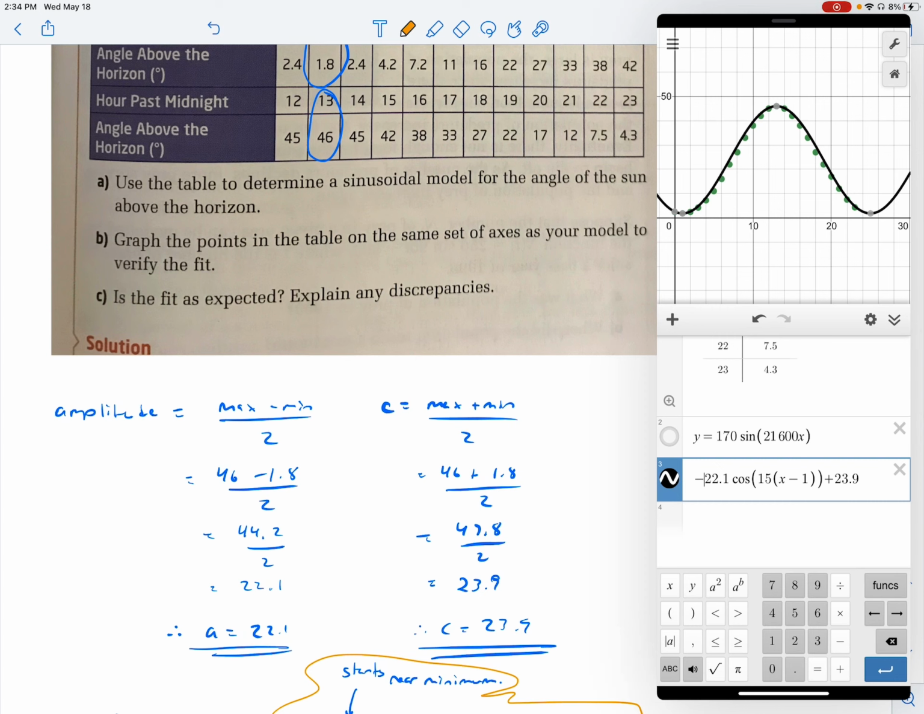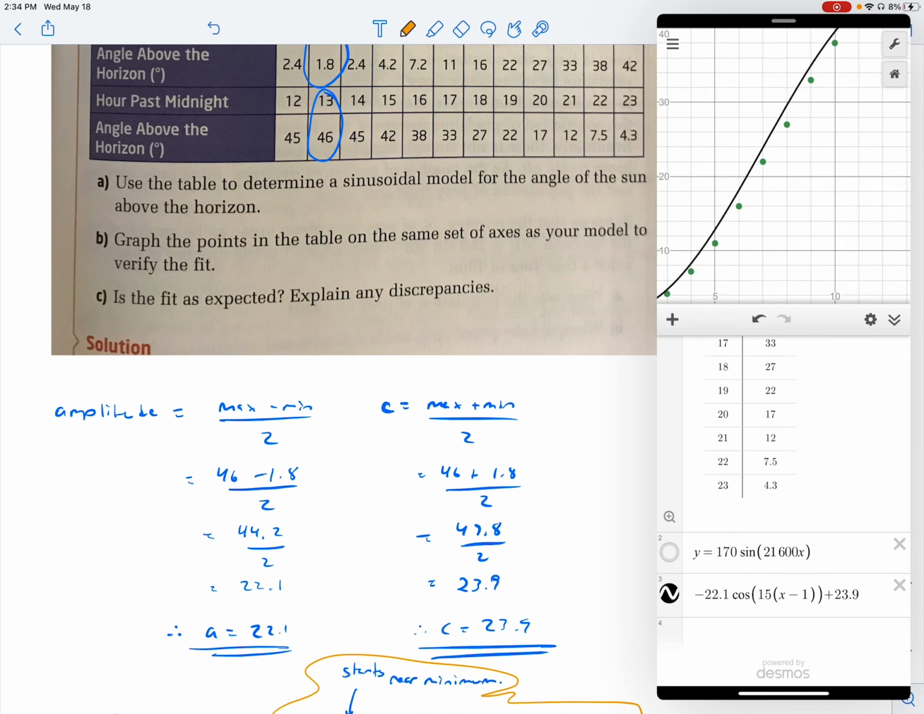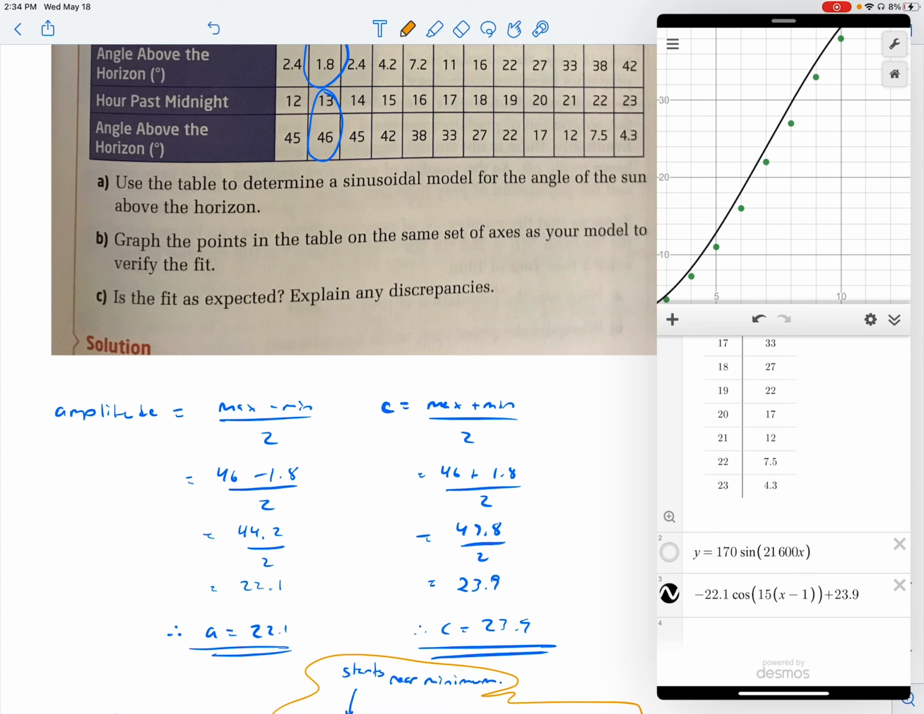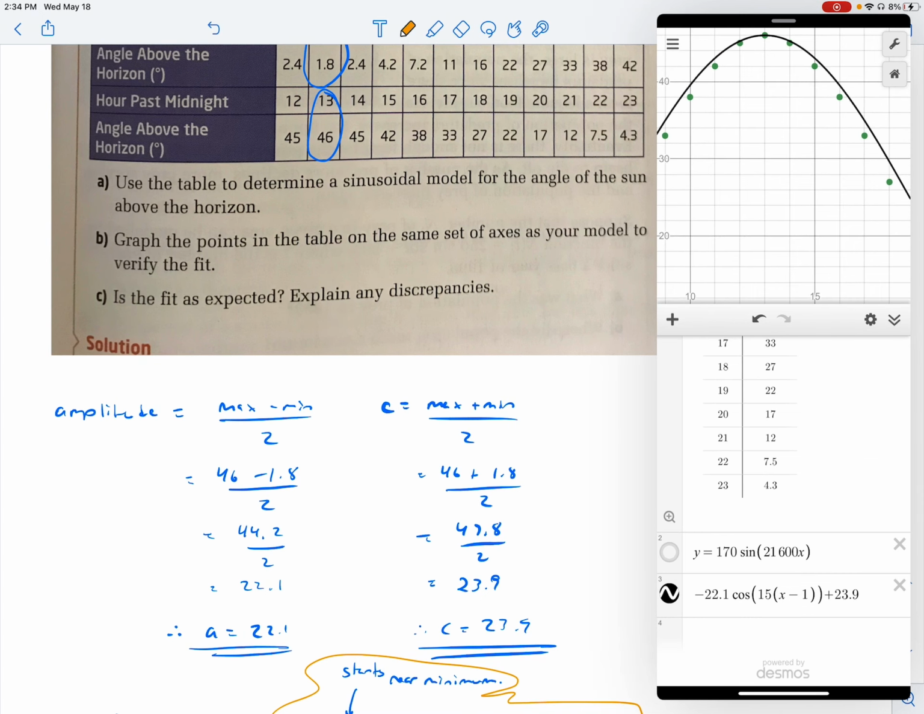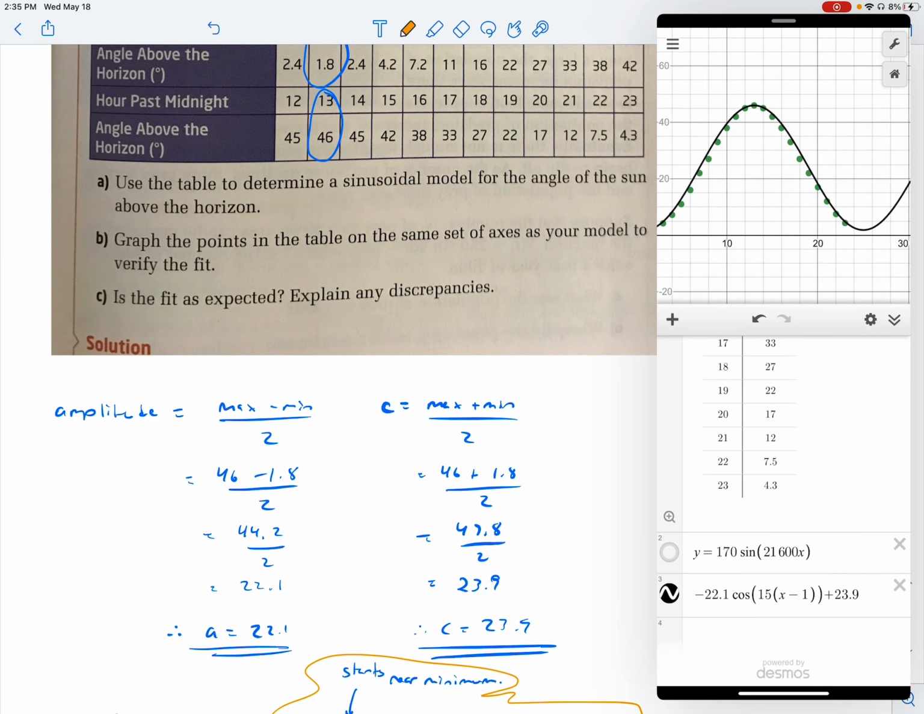Let's look at part B. It says graph the points in the table on the same set of axes as your model to verify the fit. So we actually have done that already. And then part C is, is the fit as expected? Explain any discrepancies. I think the fit is really good. The only thing I could maybe say is that as the day begins, it looks like our model starts to pull away a bit, and then it's good as the day goes on, but then it starts to pull away again as the day ends.